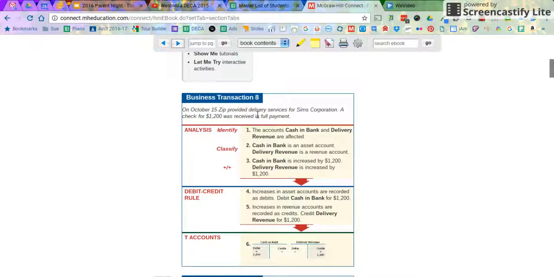So the first transaction here is the 15th. We provided delivery services for Sims Corporation. A check for $1,200 was received in full payment. So that's a revenue transaction, right? That's how we do our business. That's how we make our money. So we know that receiving a check is cash. Cash is an asset. It increases on the debit side. So we're going to debit cash, and the credit is going to be to our revenue account, whatever that might be. Looks like if you look down here, our revenue account is called delivery revenue.